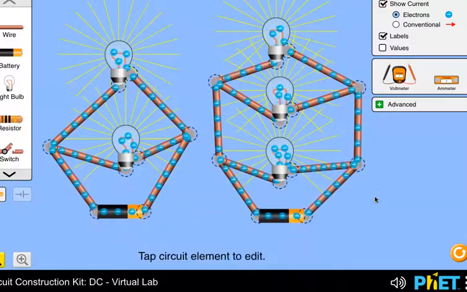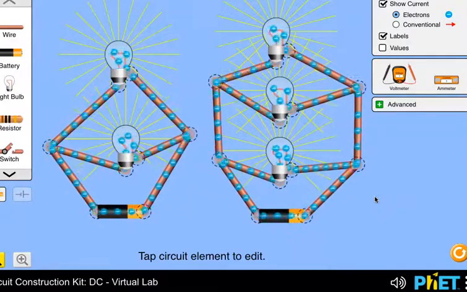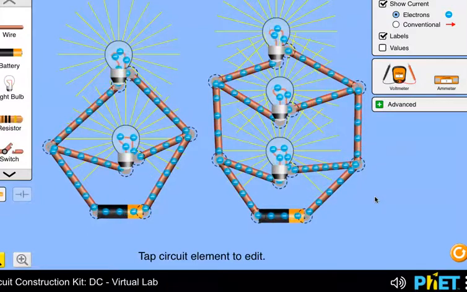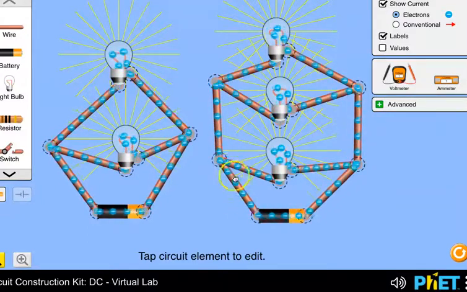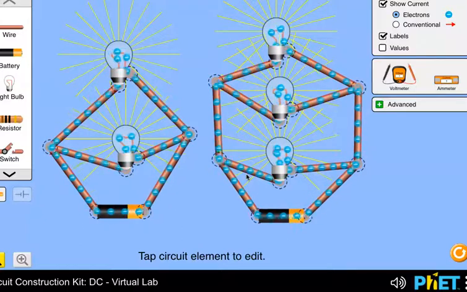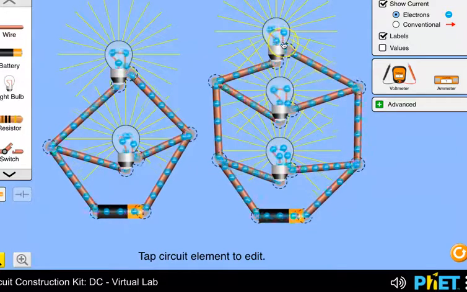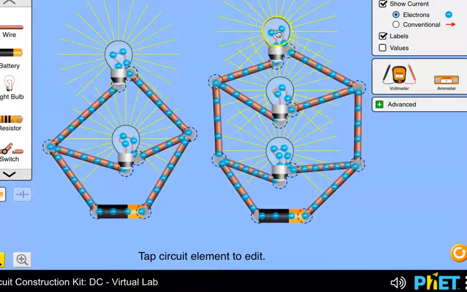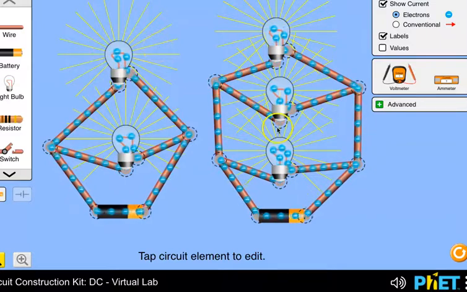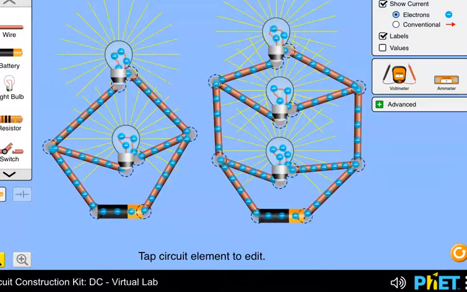Now we want to look at what is different across each bulb in this case. And we do notice that the total current that's coming out of the battery is not the same as the current that's going through each resistor. That's the first thing we want to take note of. And then we also notice that the brightness is still pretty big, it doesn't drop a lot. So that must mean that the voltage, or the potential difference, across each bulb might not be affected as much.